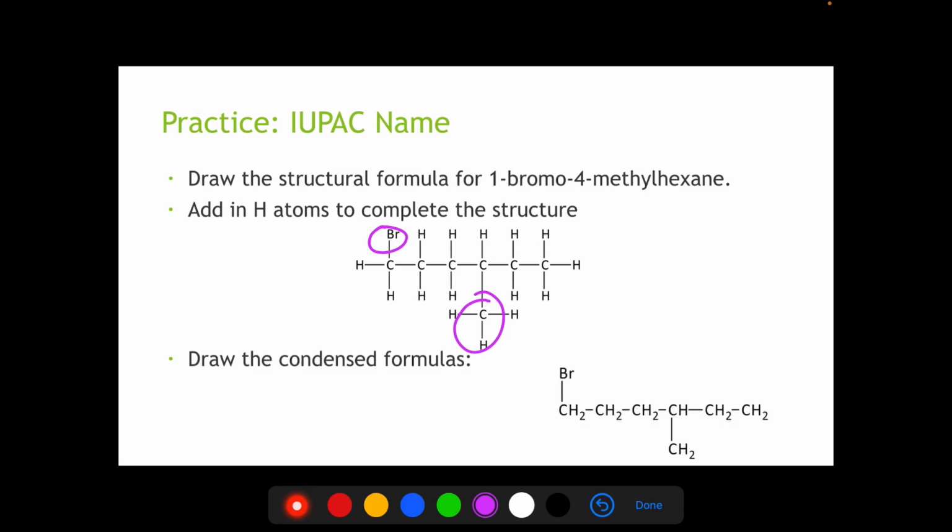So not really sure why this bromine is listed there. It could have just as easily been listed over here and written like that, but it is. Also, same thing, if we're showing a branch, we could put this CH2 into parentheses, but that's just other ways of showing things.